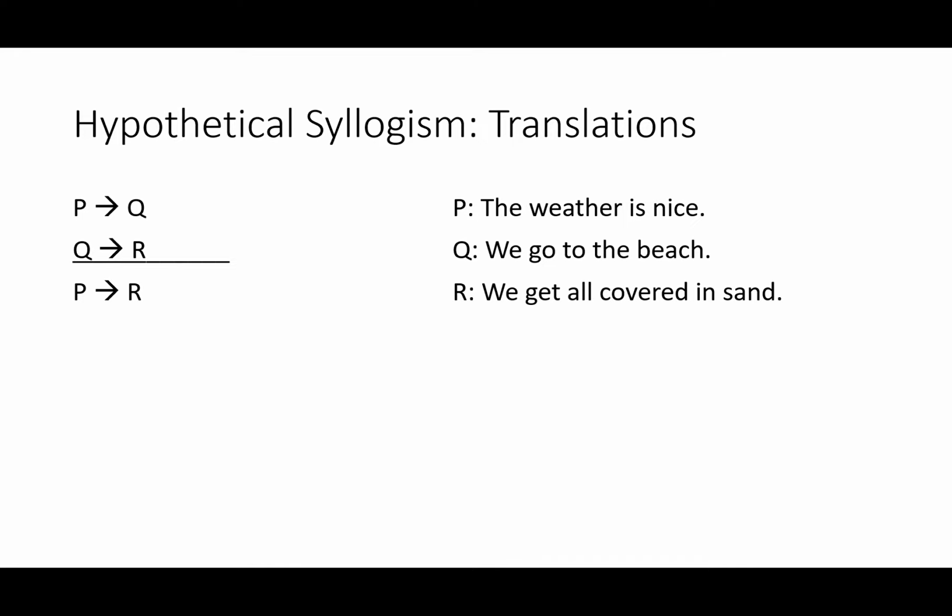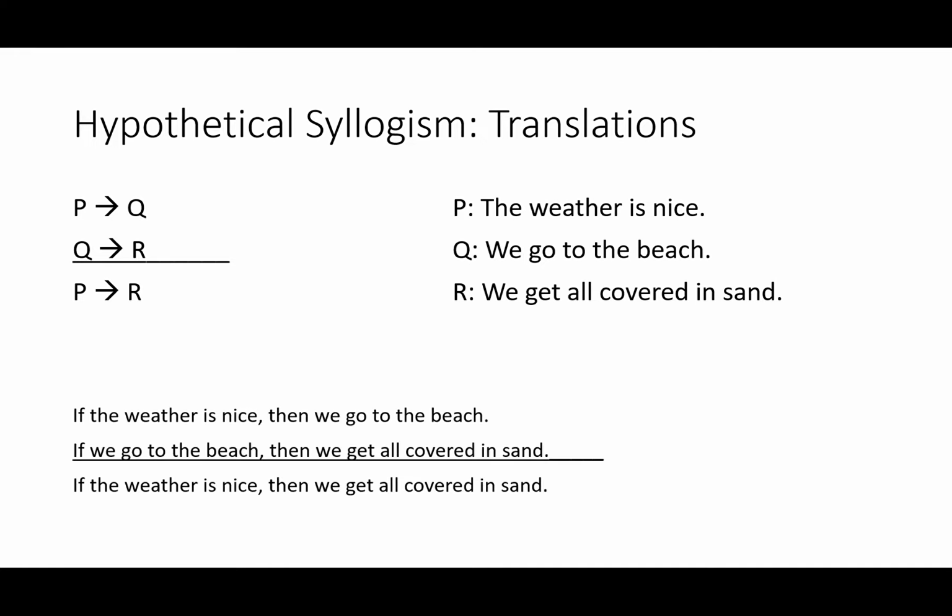Let's see how this works with a little translation. Let's say P is the weather is nice. For Q, we go to the beach, and for R, we get all covered in sand. If the weather is nice, then we go to the beach. If we go to the beach, then we get all covered in sand. If the weather is nice, well, then we get all covered in sand.